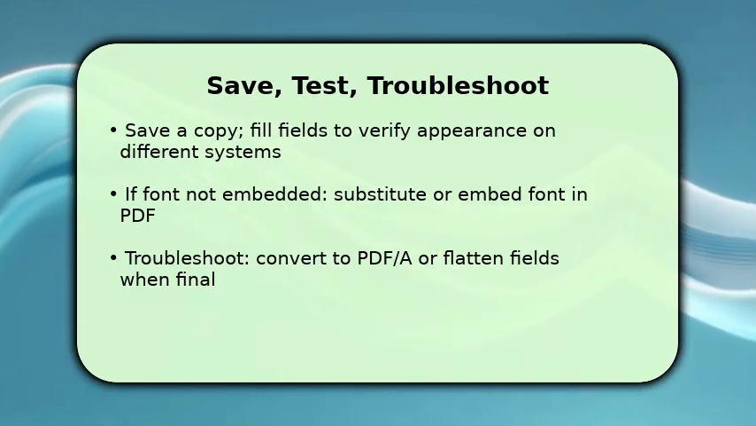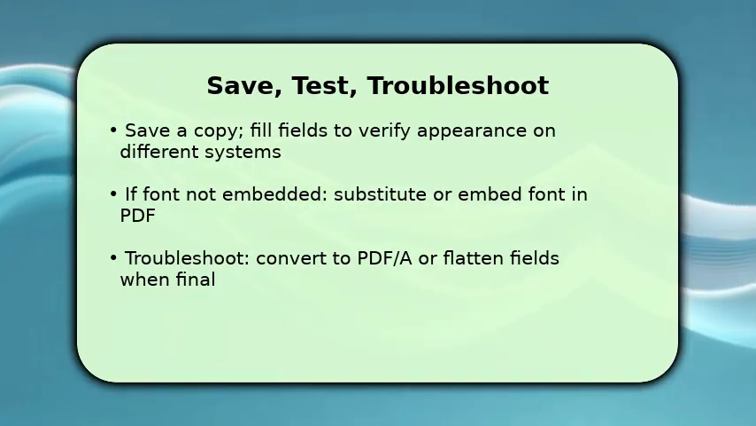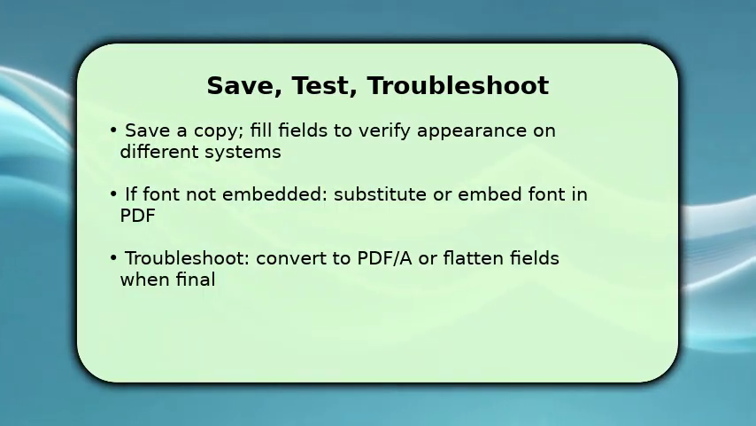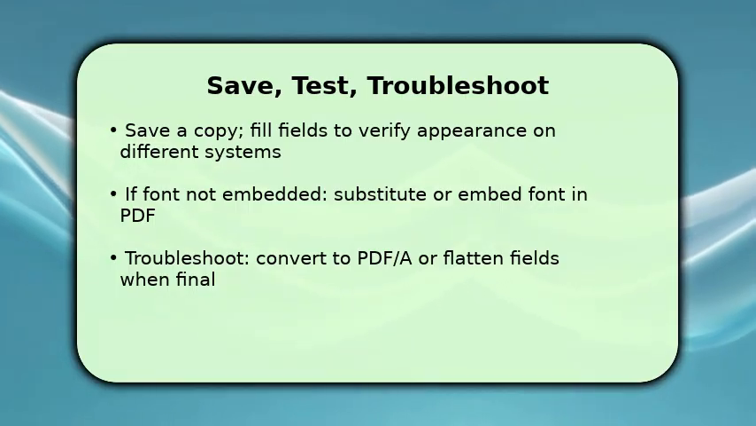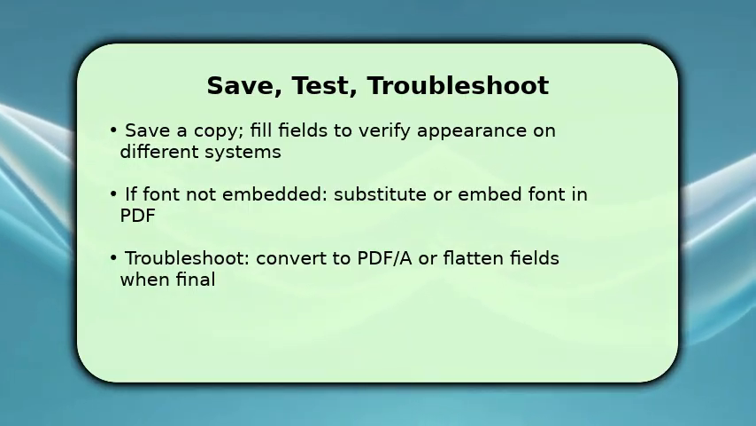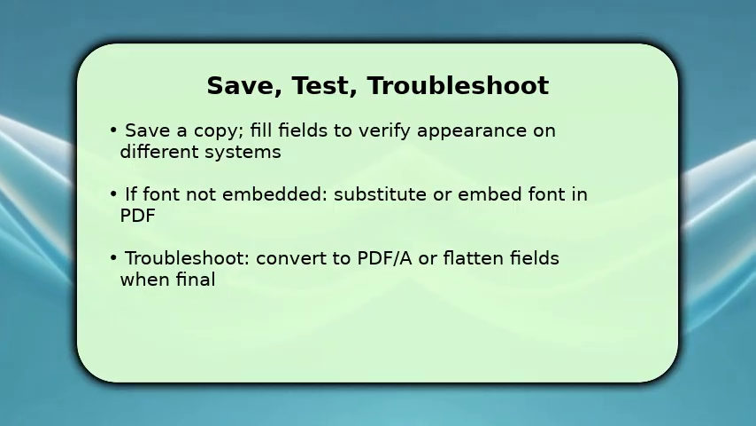When distribution is final, consider flattening fields or exporting to PDF/A to lock appearance. If something goes wrong, embed or replace the offending font and retest. That single step resolves most mismatches when recipients report layout.